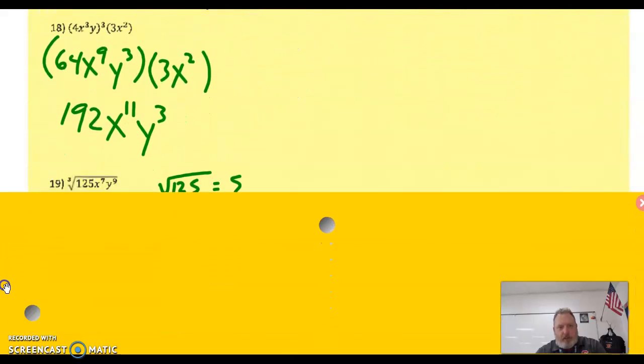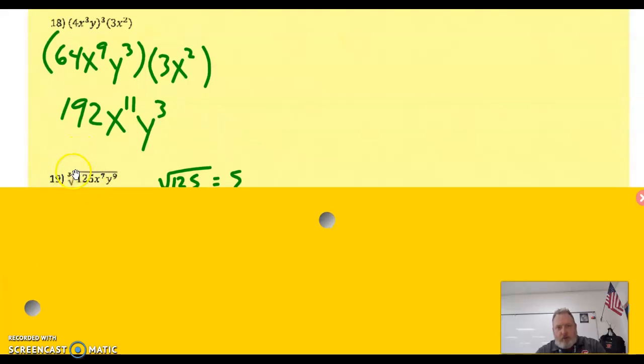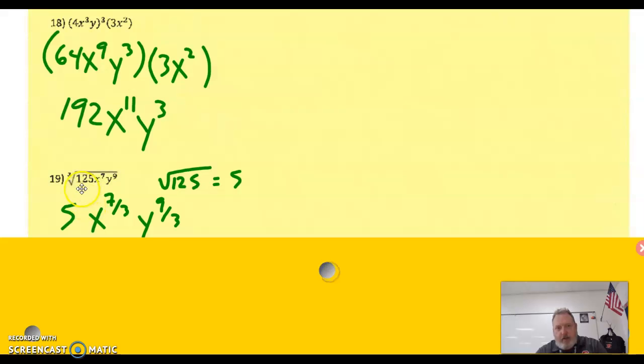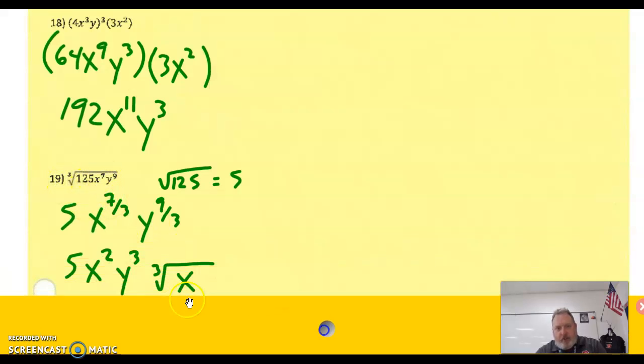Here we have a cube root. The cube root of 125, or 125 to the 1/3 power, is 5. And we're going to divide these exponents by 3. So 3 goes into 7 2 times with 1 left over. 3 goes into 9 3 times with none left over.